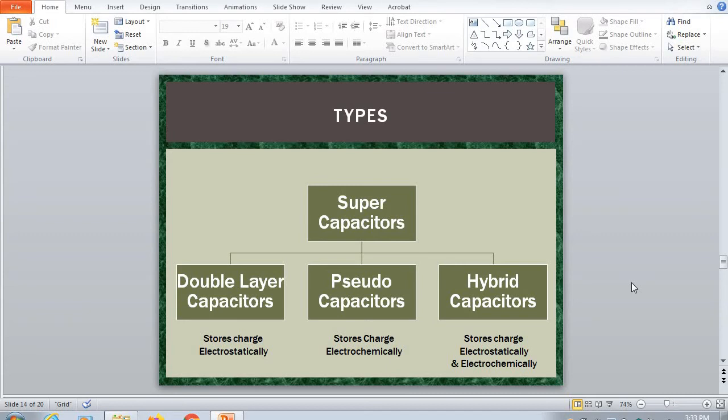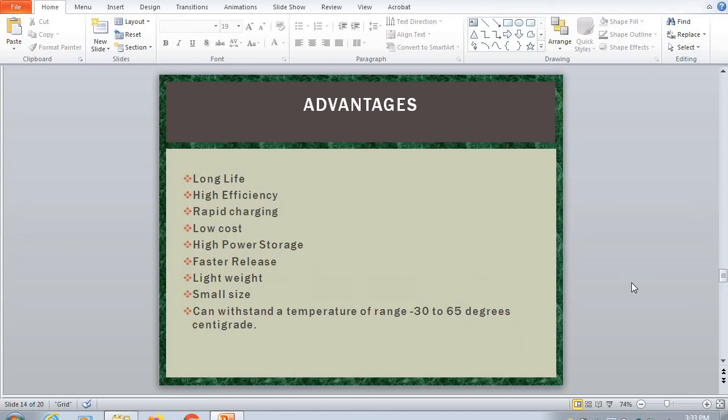Now, what are the basic types of supercapacitors? Supercapacitors can be classified into three types: double layer capacitors, pseudocapacitors, and hybrid capacitors. Double layer capacitors store charge on the basis of electrostatic form, whereas pseudocapacitors store charge electrochemically, and hybrid capacitors are a combination of the first two, and they can store charge both electrostatically as well as electrochemically.